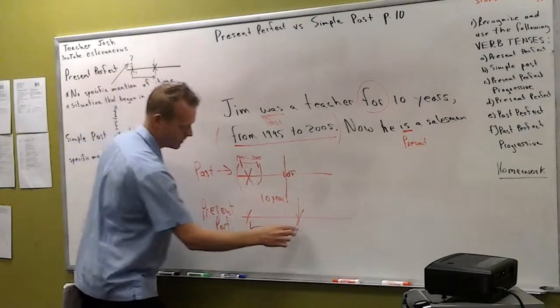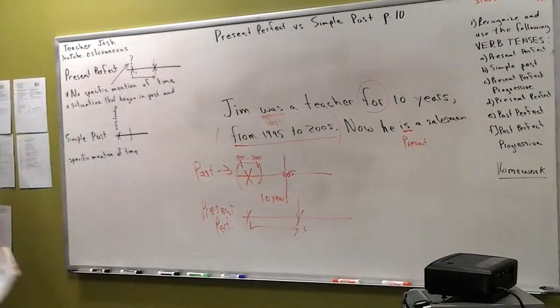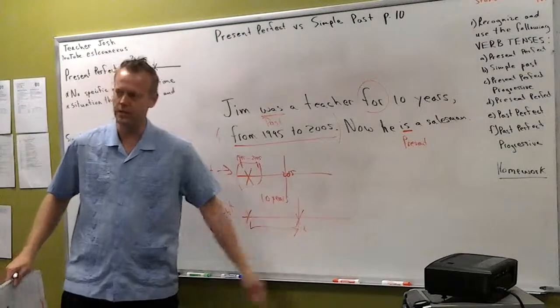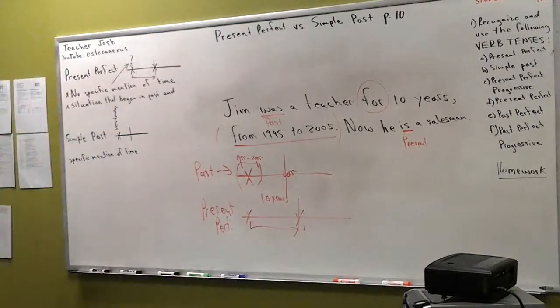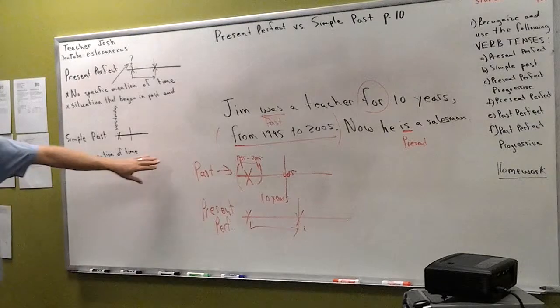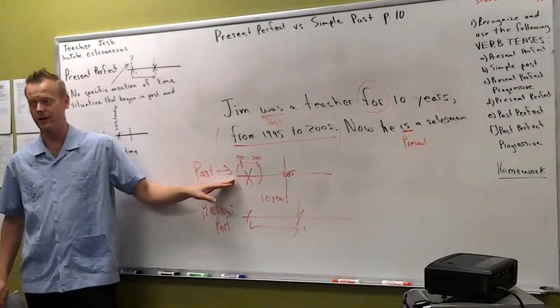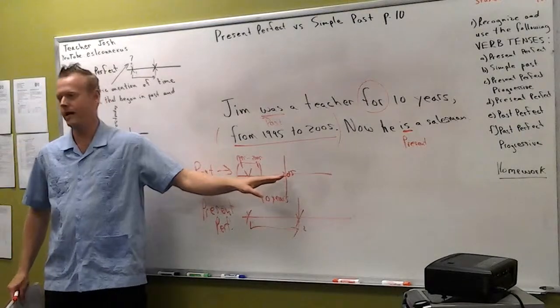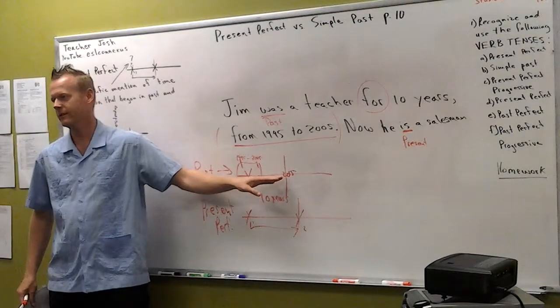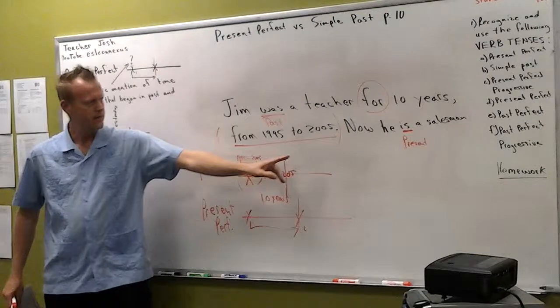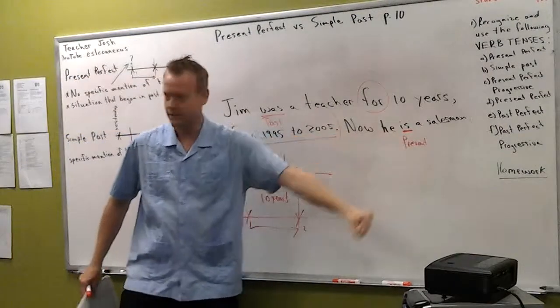So, present perfect started in the past and it continues up till now and is probably still going on. Whereas simple past, it stopped in the past. It can even be a 10-year period, but it may or may not be true right now. Okay, and in this situation it's not. You'll notice he is now a salesman.